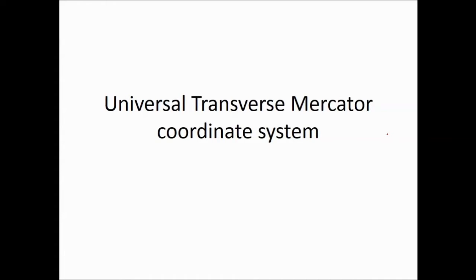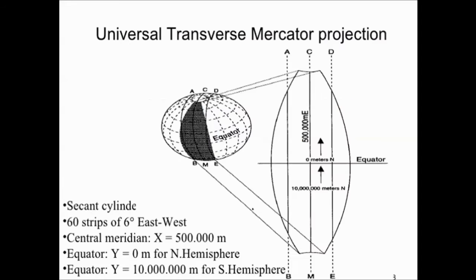So let us talk about Universal Transverse Mercator Coordinate System, that is UTM. UTM is a projection actually, and if we consider a globe, it is divided into 60 strips of 6 degrees east to west, covering all the globe. 60 into 6 is 360 degrees, so the whole globe has been covered.